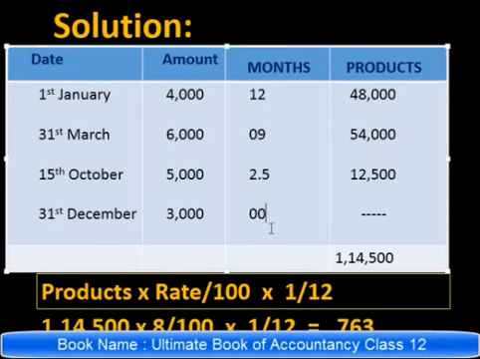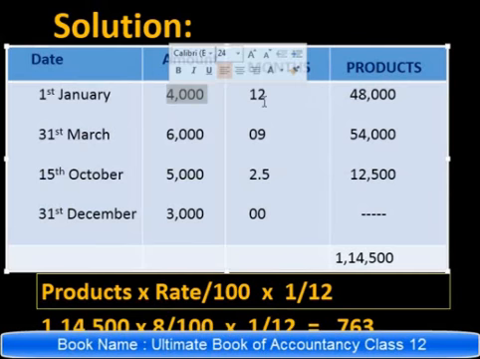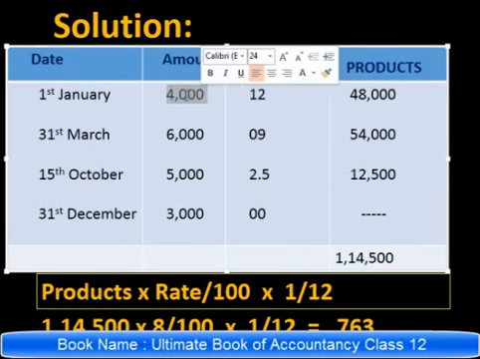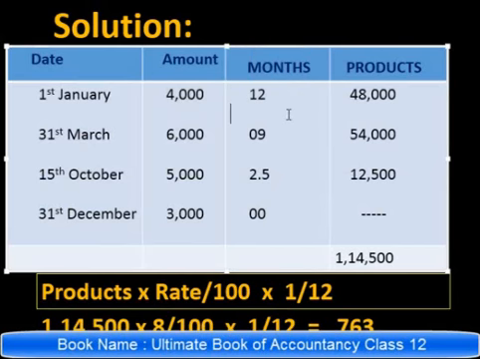So after calculating months, now I will find out the products. How to find out the products? I will multiply these amounts with the months, like 4,000 into 12, 48,000, 6,000 into 9, 54,000, 5,000 into 2.5, 12,500, 3,000 into 0, nothing. So now we will sum these products. This is called the total products, the total of these items.